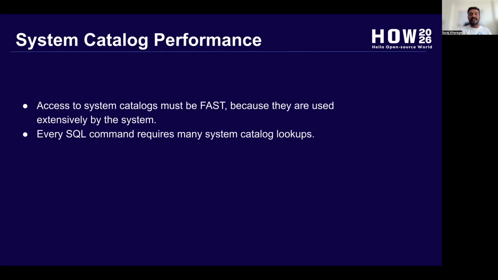System catalogs are designed in such a way that their performance should be fast because they are extensively used by the system. Sometimes a simple select command may need to look into multiple system catalogs to complete its operation. Internally, Postgres catalogs are implemented and cached in shared memory to get better performance.